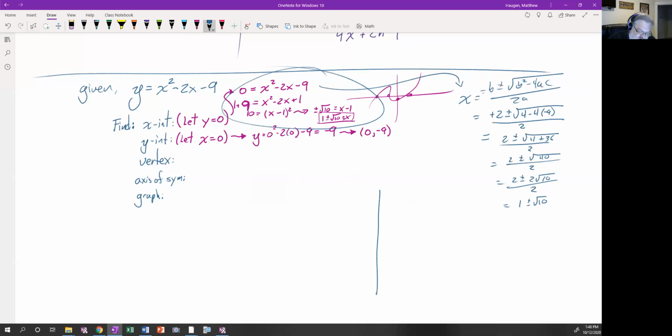So if we want to start looking at a graph of this, we've got our y-intercept at 0, -9. So it's down there.